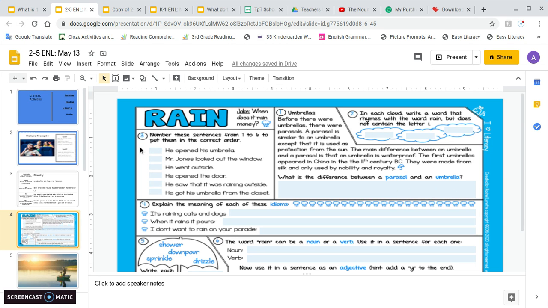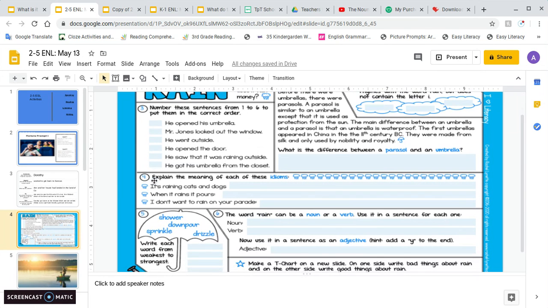Okay, number 3, it says, number these sentences from 1 to 6 to put them in the correct order. You can write on number 3 which one came first, and you can just practice writing your sentences. There's nothing wrong with just writing them again. All right, number 4 says, explain the meaning of each of these idioms. In English, we have lots of expressions that we say, but we mean something else, and that can get a little tricky. I'm going to be going into a lot of that, figurative language.